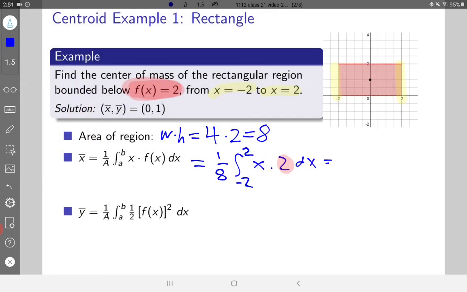And this is a pretty simple integral to evaluate. I have 1 over 8 times the integral of the antiderivative of x times 2, or in other words, 2x. The antiderivative of that is x squared. And I'm going to evaluate between -2 and +2.